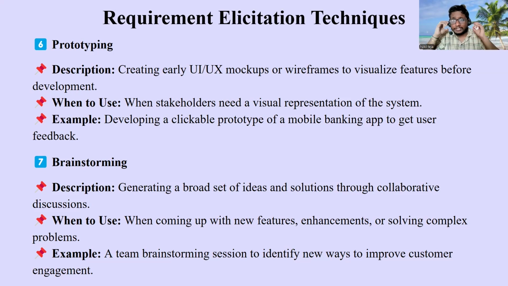After seeing that prototype, you will again observe their reactions. By their reactions, you will again gather some insights and requirements, and again build and again gather, to build the perfect product, right? When to use: when stakeholders need a visual representation of the system, so that they can say whether they are satisfied with the prototype or not. Example: developing a clickable prototype of a mobile banking app to get user feedback, right? It is not functional, but it acts as functional software.